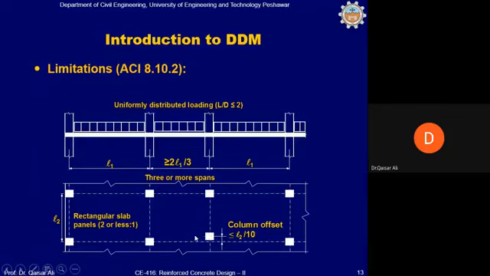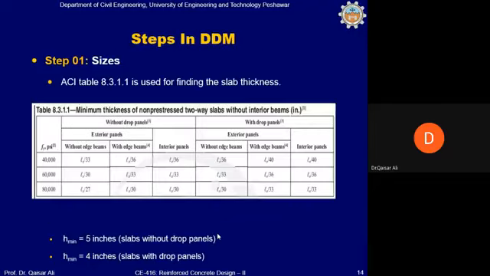Okay, and all the columns must be placed on a common center line. However, if one of the columns is offset from the main center line, the offset shall not be more than 10% of the width of the panel. If this is the width of the panel, and this column is out of the main column center line, then it shall not be more than 10%. Okay, so these are the limitations.